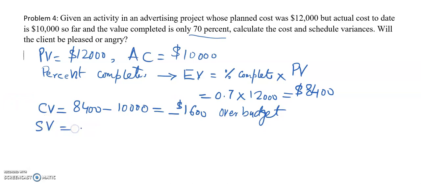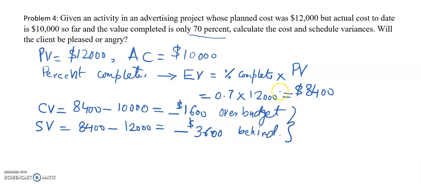Schedule variance is earned value, 8,400, minus planned value 12,000. It was only 70% of the planned value, so it's also behind schedule. How much behind schedule will it be? It will be $3,600 behind. So behind schedule, non-favorable. So in this case, the client will not be happy. The client will be angry.